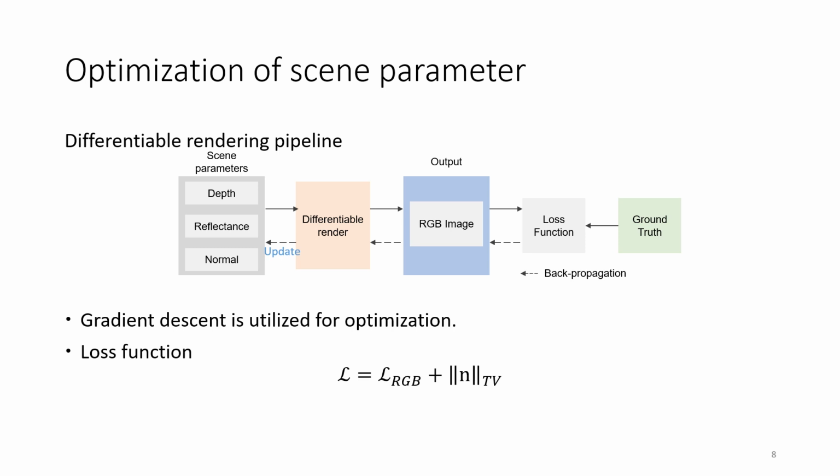This is the pipeline for parameter estimation using differentiable rendering. Scene parameters such as light sources, shapes, and reflectance properties are input into the renderer. The renderer generates RGB images, and the loss function is computed based on the difference between these outputs and the ground truth. During optimization, these losses are propagated, updating the scene parameters targeted for optimization. The loss function considers reconstruction fidelity and the smoothness of the normal.